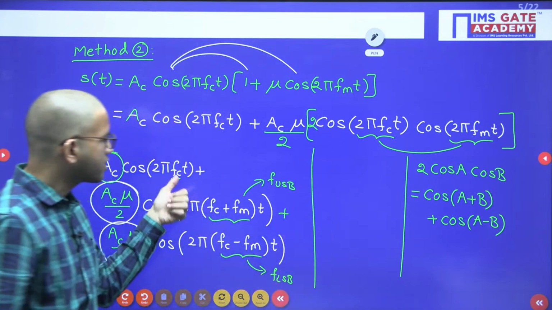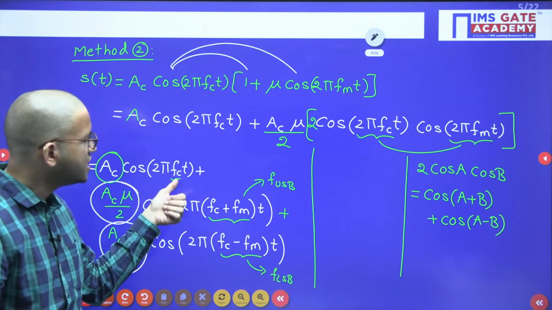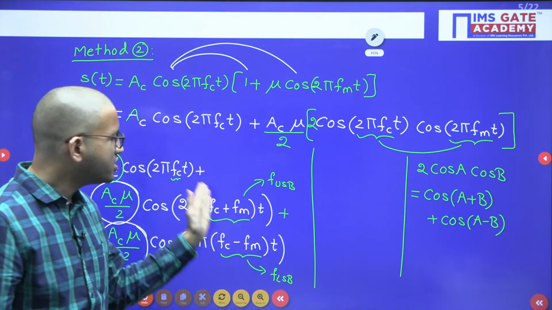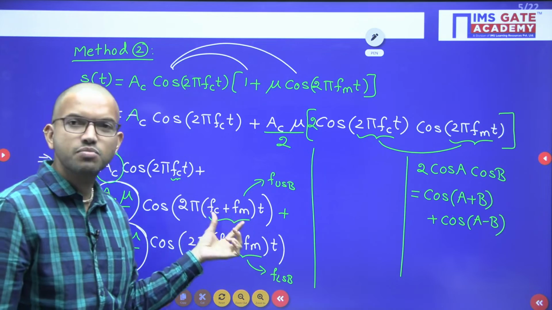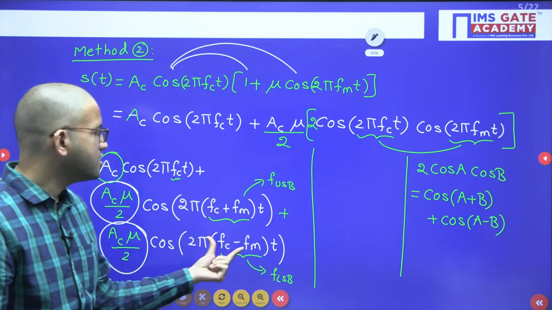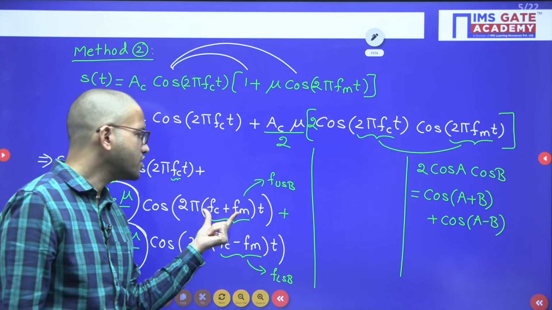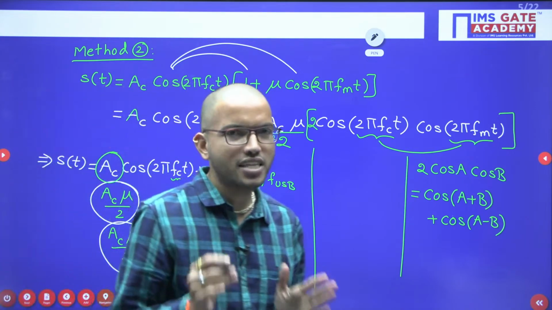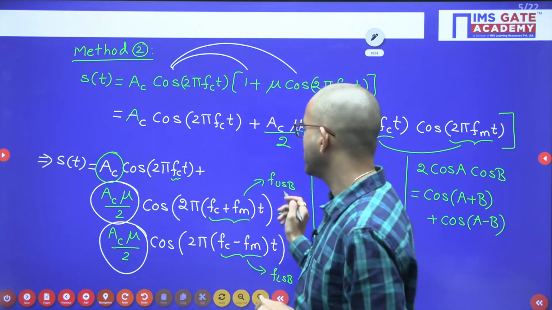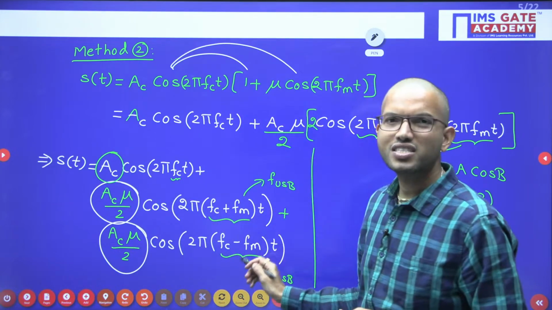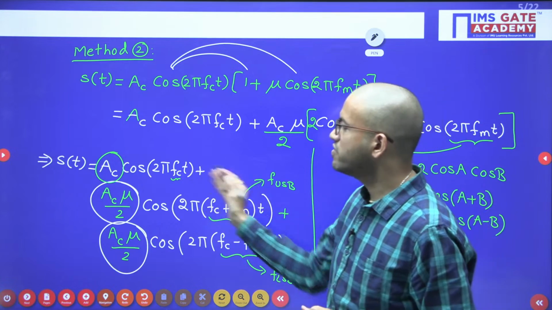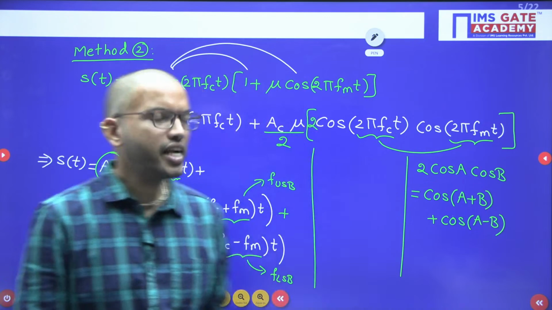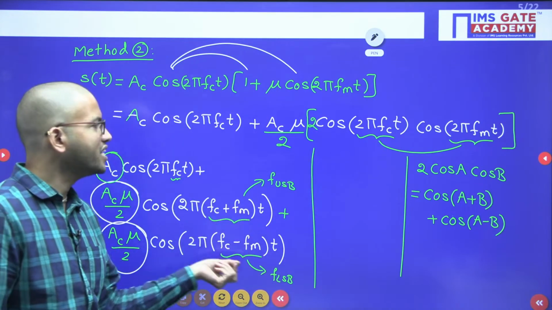Here we are having 3 frequencies. One is fc, another one is fc plus fm, another one is fc minus fm. So when you observe these 3 frequencies, obviously this is the maximum frequency, and this is the minimum frequency. Among those 3 frequencies, whichever is the maximum frequency, that is the upper sideband frequency, whichever is the minimum frequency, that is the lower sideband frequency, and whichever is intermediate, that is nothing but your carrier frequency. That is one method you can easily identify.